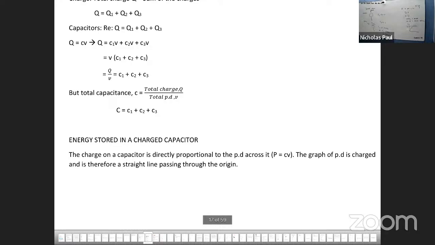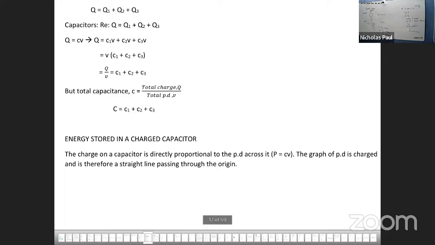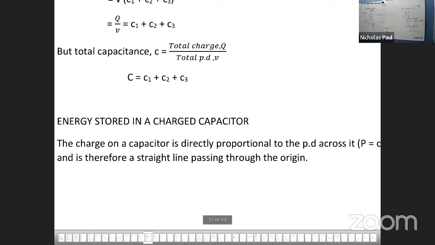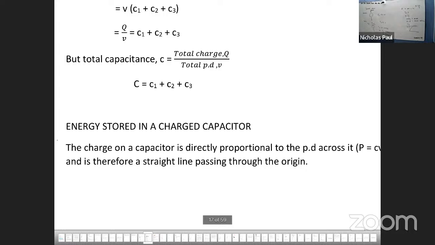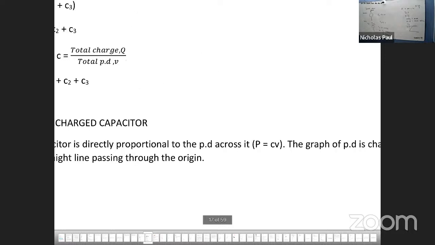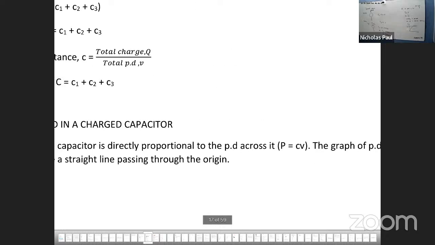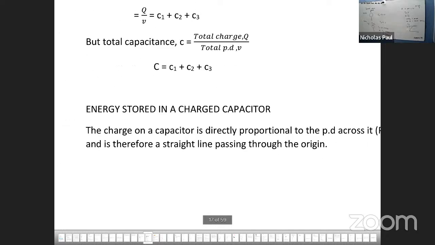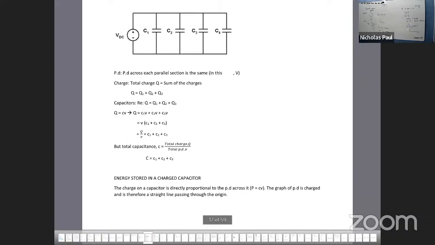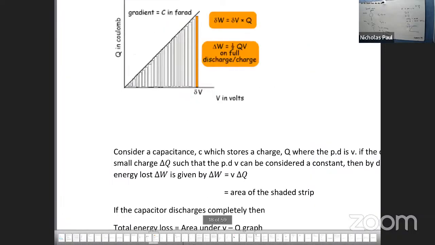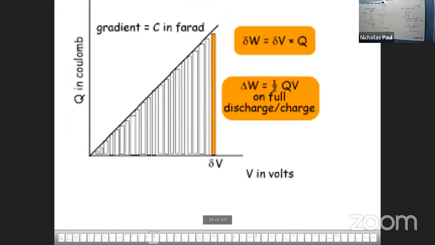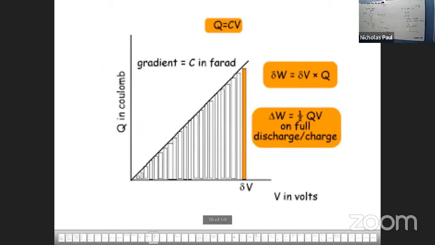If we take a look at this, the charge in the capacitor is directly proportional to the PD across it. So the graph of PD versus charge is therefore a straight line through the origin, and I'll build up from here.